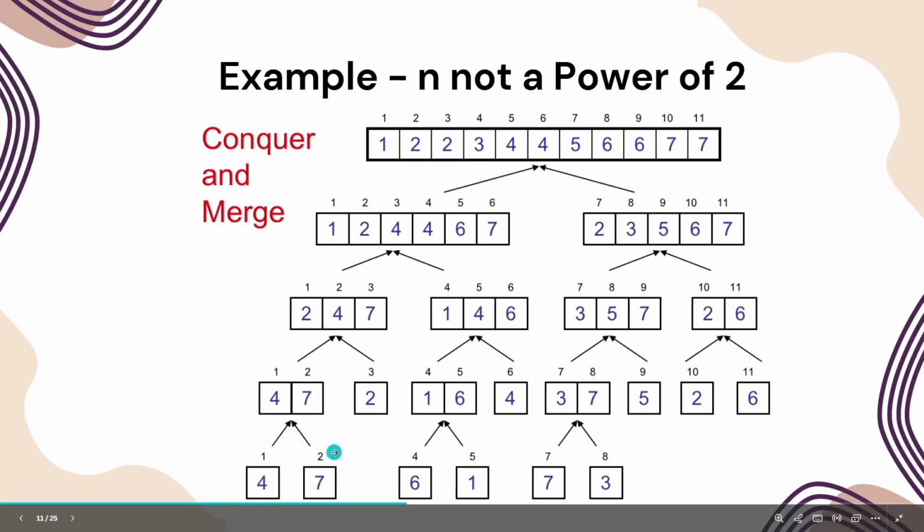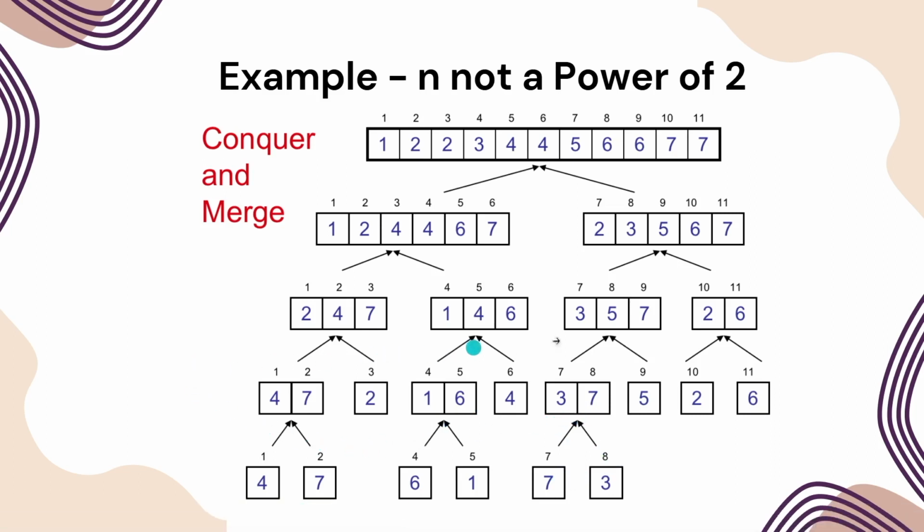And the next phase is the conquer and merge phase. As I said before, we will be looking at the elements 4 and 7. They are in order, so they are taken as such. 6 and 1 are out of order, so they are put in order. 7 and 3 are out of order, so they are put in order in this step. And then we proceed with merging at this level.